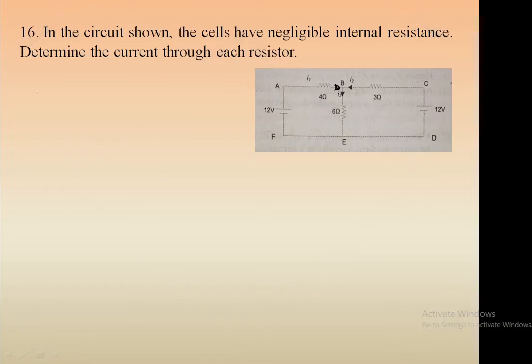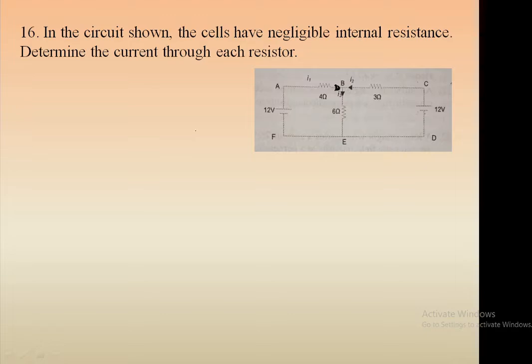The next problem. In the circuit shown below, these cells have negligible internal resistance. Determine the current through each resistor. So we have a circuit diagram, and we have to find the current through each resistor. Look at the figure. We can see three resistors connected in the circuit, arranged in two loops.